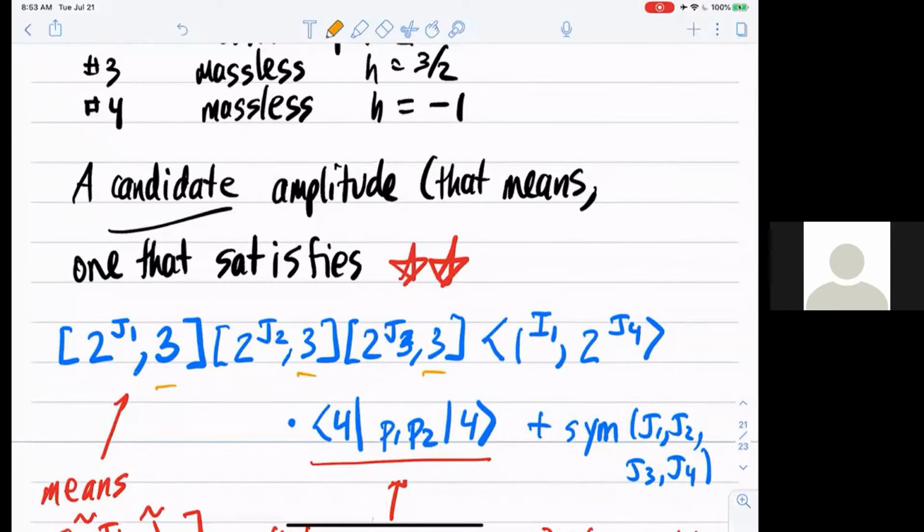Finally, particle number 4 is a massless particle with helicity minus 1. So it should scale like 2 powers of the spinor helicity variable lambda. And we see that here, here, and here.